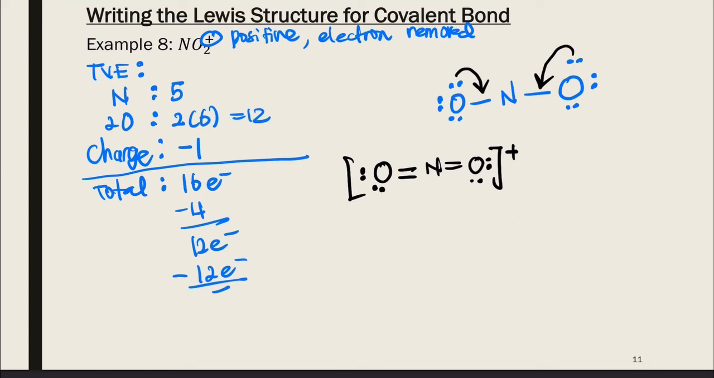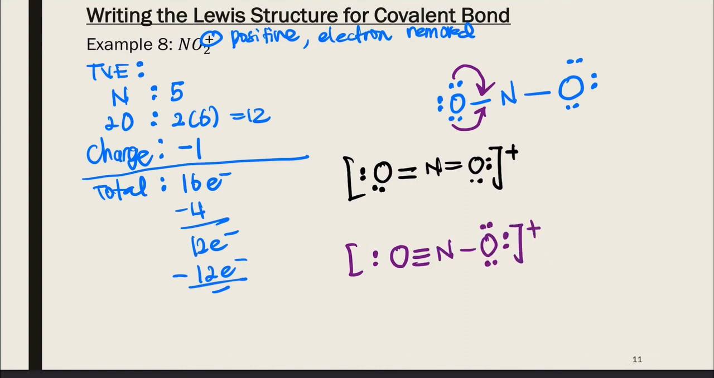Ataupun kita gerakkan 2 pasang lone pair daripada atom oksigen yang sama. Okay, so kita akan dapat Lewis structure bagi atom ini sebagai ini. Okay, so meaning to say untuk example 8 ini kita ada 2 possibility Lewis structure bagi polyatomic ion NO2+. So macam mana kita mau tentukan yang mana satu adalah yang terbaik, kita akan bincang dalam video yang seterusnya.